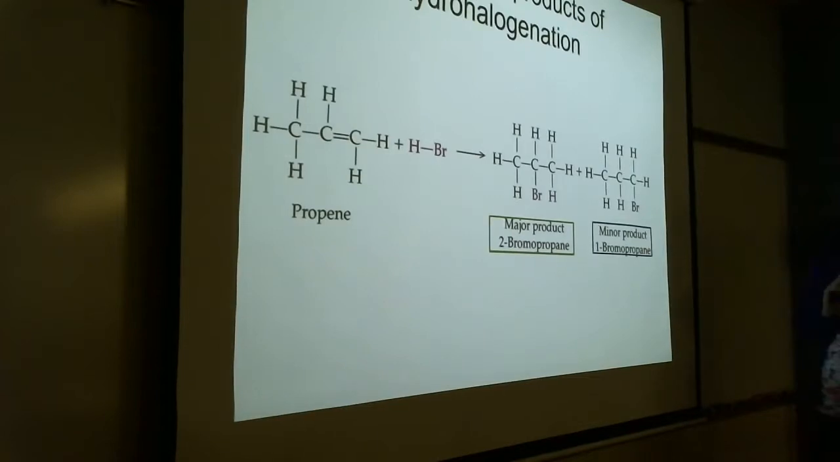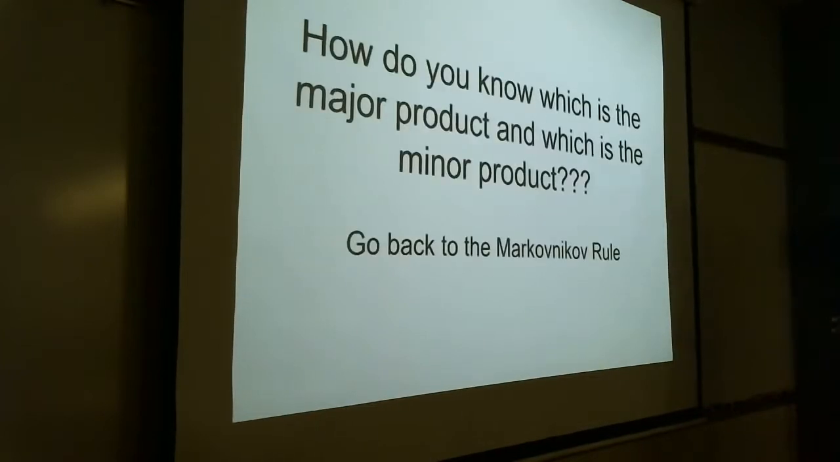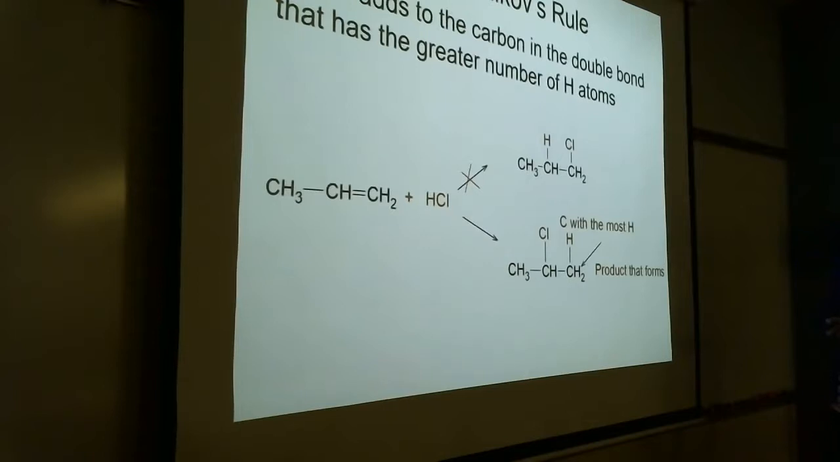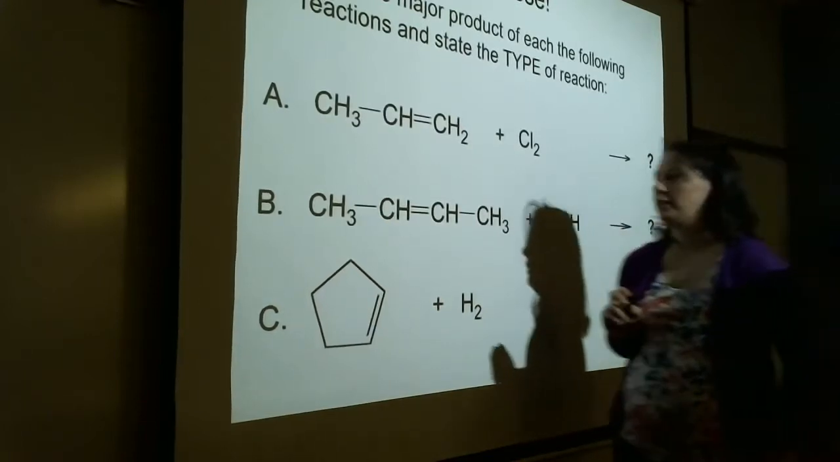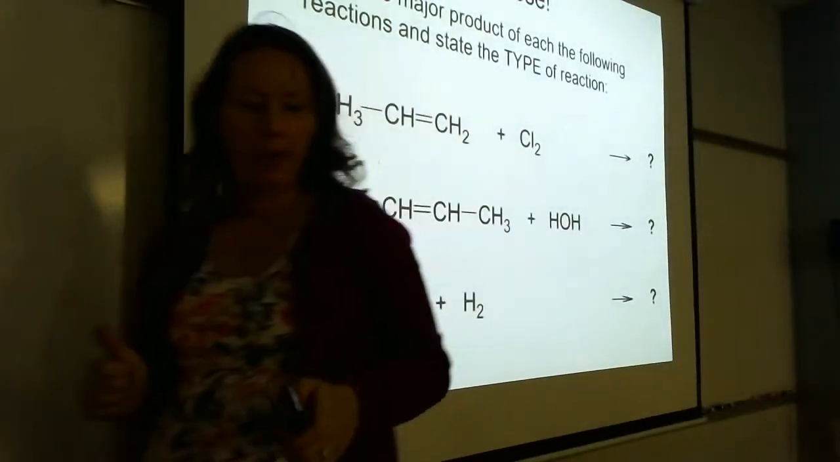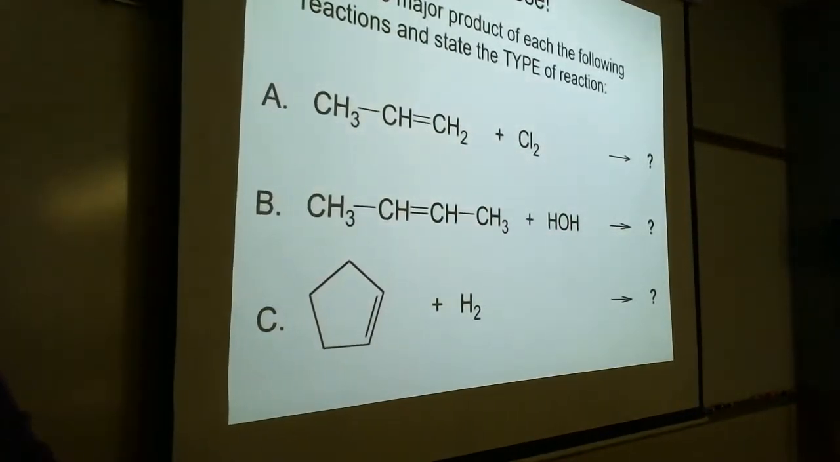Do we see how this works? It's following Markovnikov's rule again. Right? This is the minor product, this is the major product. So, these are a mixture. Draw the major product and state the type of reaction. So this is kind of smushing a whole bunch of them together. Draw the major product, if there is one, and state the type.